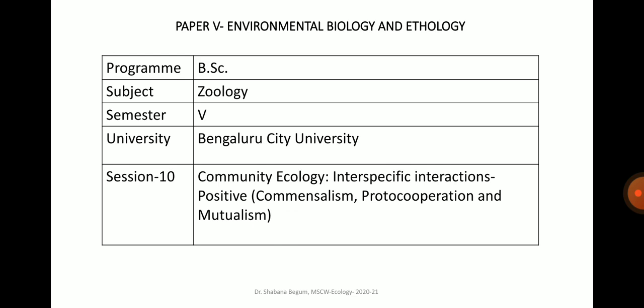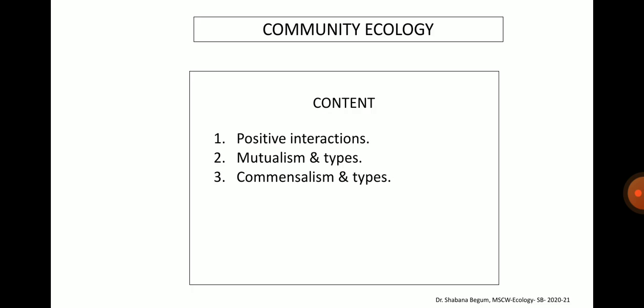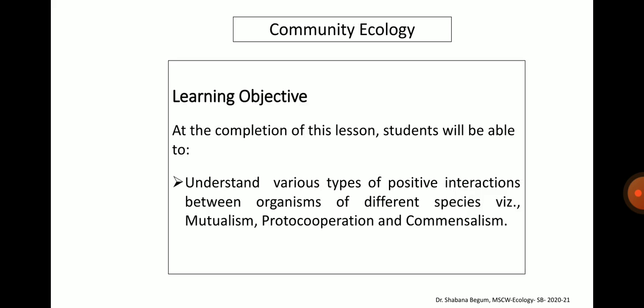Today, I am going to discuss about the positive interspecific interactions such as commensalism, protocooperation, and mutualism. So, the content of this topic is to know about the positive interactions, the mutualism and its types, commensalism and the types, and the learning objectives being to understand the various types of positive interactions between organisms of different species, such as mutualism, protocooperation, and commensalism.